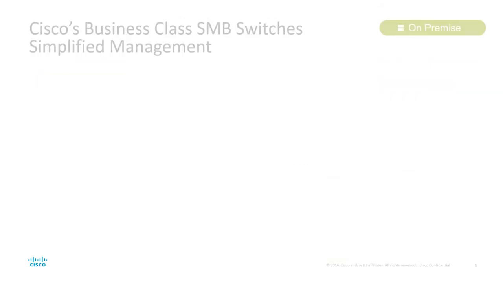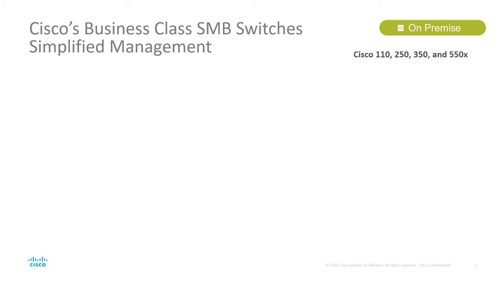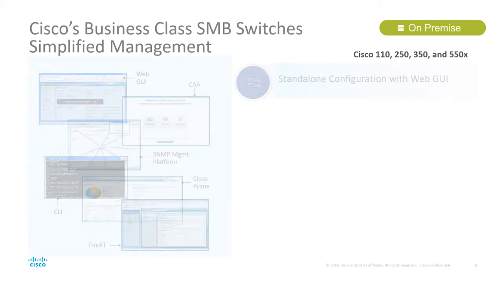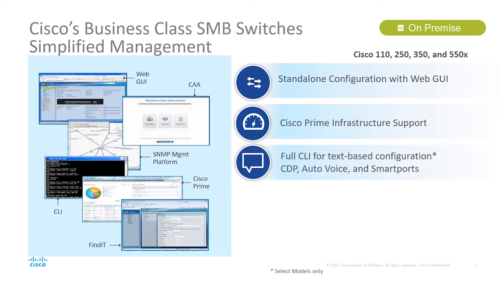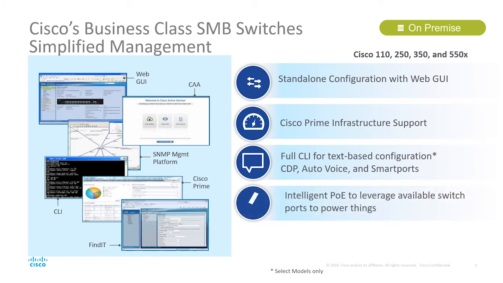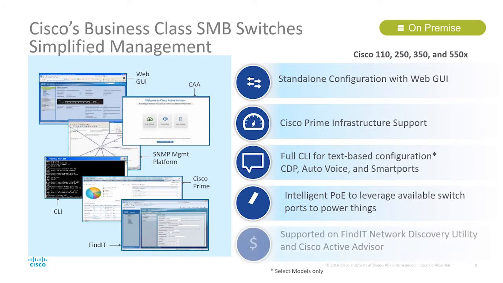The Cisco Business Class SMB switches, like the Cisco 250, 350, and 550X, also provide a range of manageability options. These options include a simple web GUI interface for standalone configuration, SNMP management with Cisco Prime infrastructure support, full CLI for text-based configuration, as well as CDP, auto voice, and smart ports, intelligent power over Ethernet, PoE, to budget available power to switch ports, and discoverable with Find IT Network Discovery Utility, and Cisco Active Advisor.